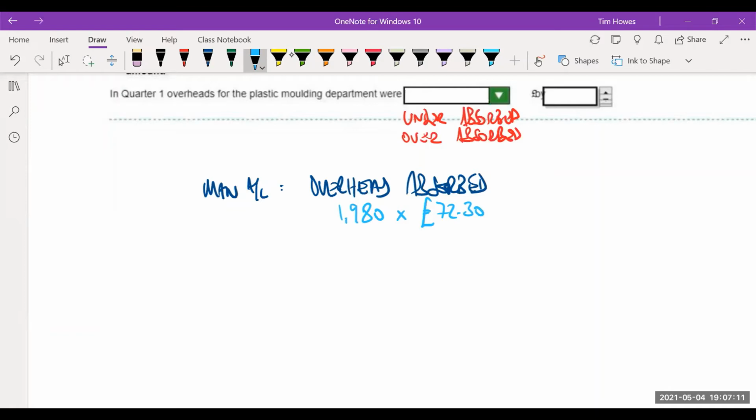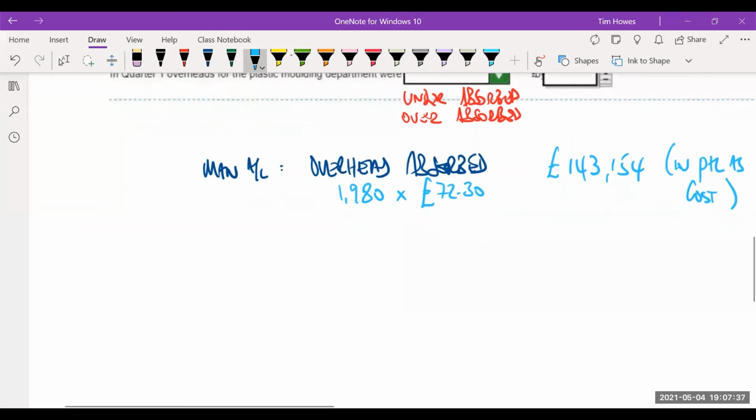That's the amount being uplifted, if you like, given the actual hours. And I need to work that out as a figure, of course. And someone has just done it for me. Thanks, Valerie. Thanks, Rosie. 143,154. And this is in the P&L account as a cost of production. And when I say P&L, I'm talking about the management accounts, but at the end of the day, fine. Let's just say there's a cost being racked up because of that computation.